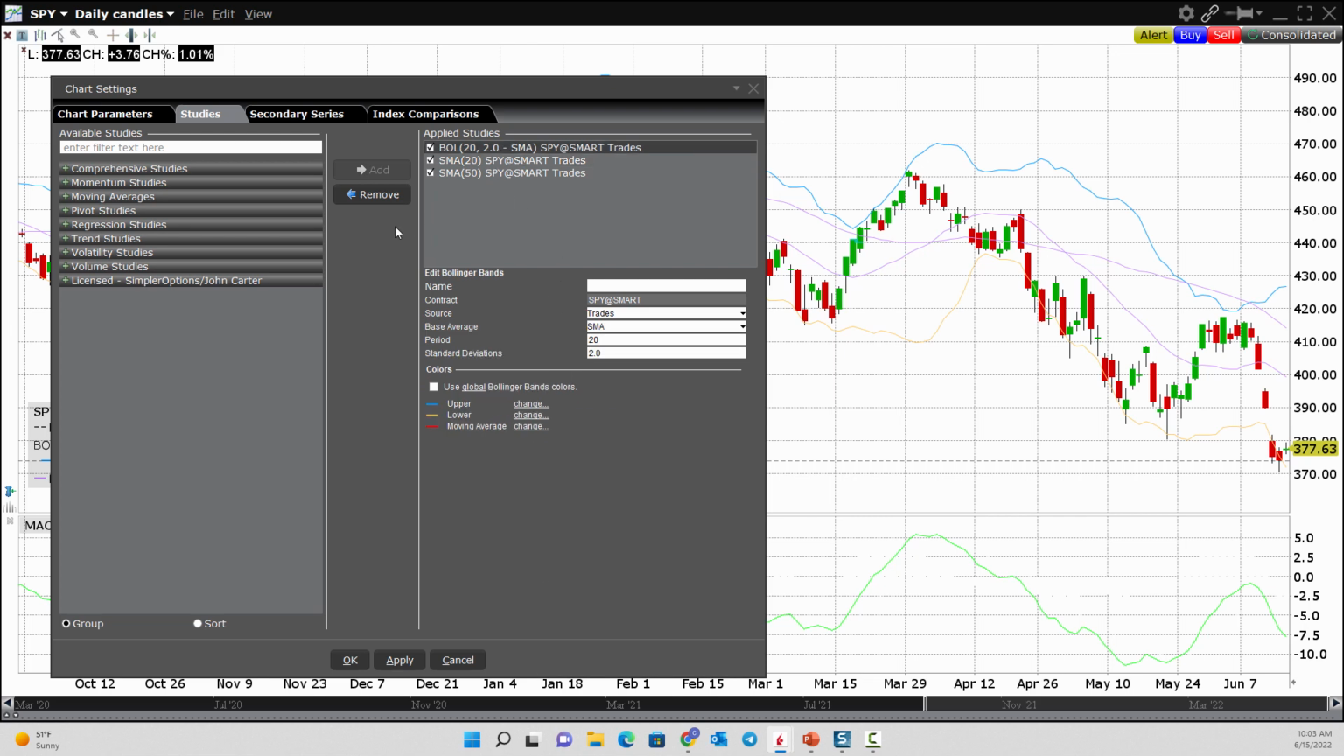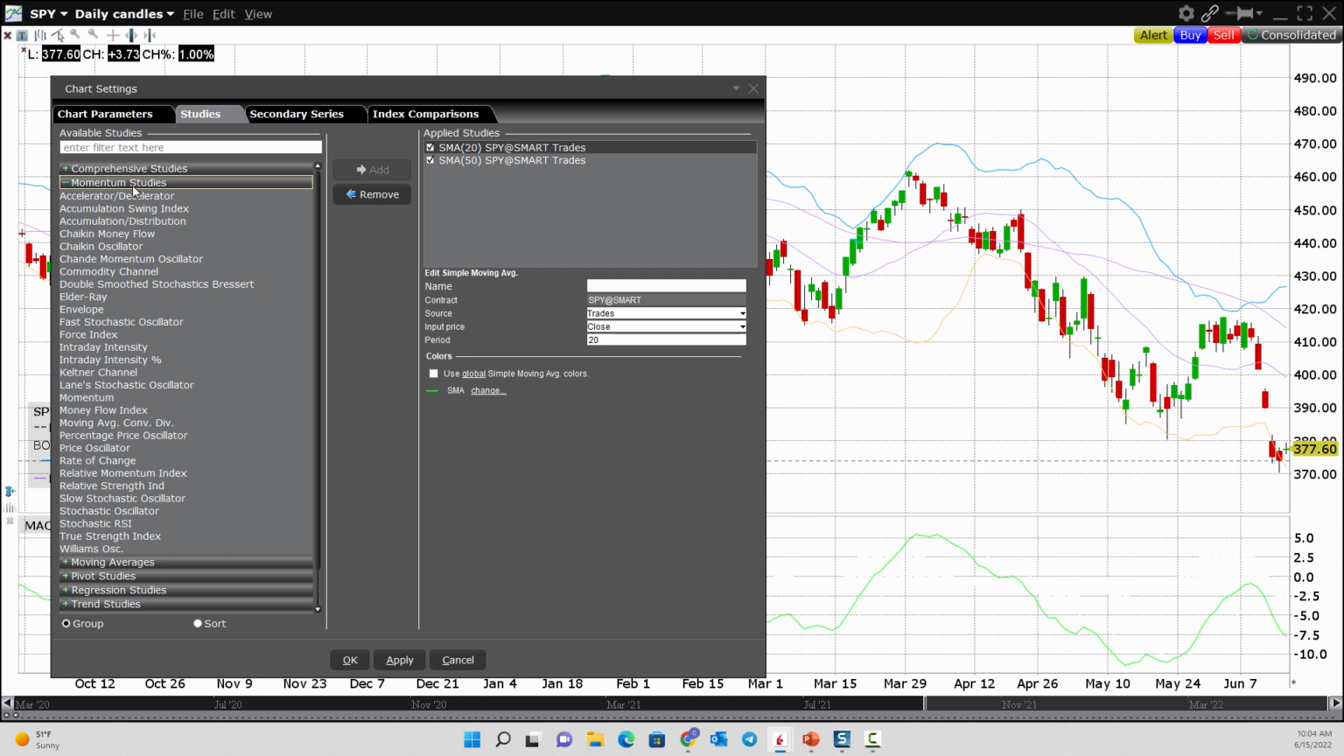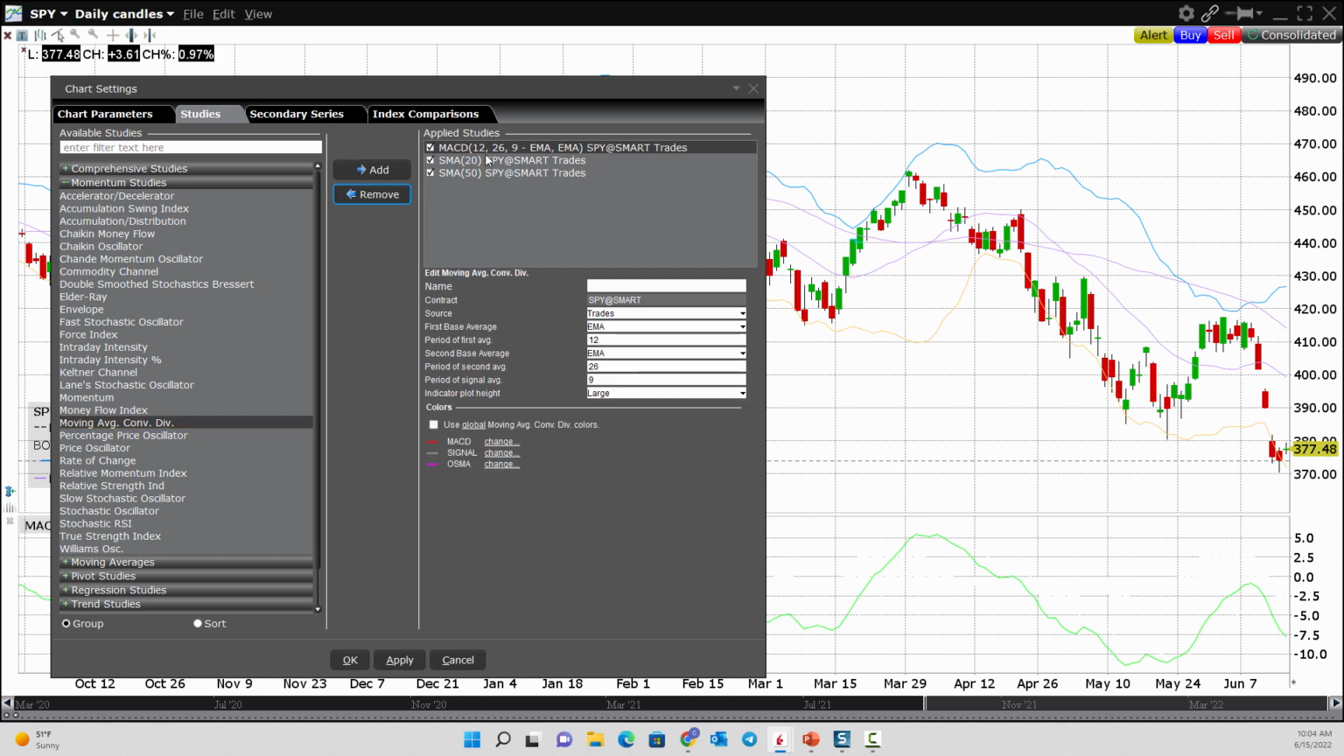In fact, let's just get rid of some of this stuff. We can leave the 20 and 50-day moving average fine. If I come in here to momentum studies, you can see moving average convergence divergence. That's the MACD right there. I'm going to add it.